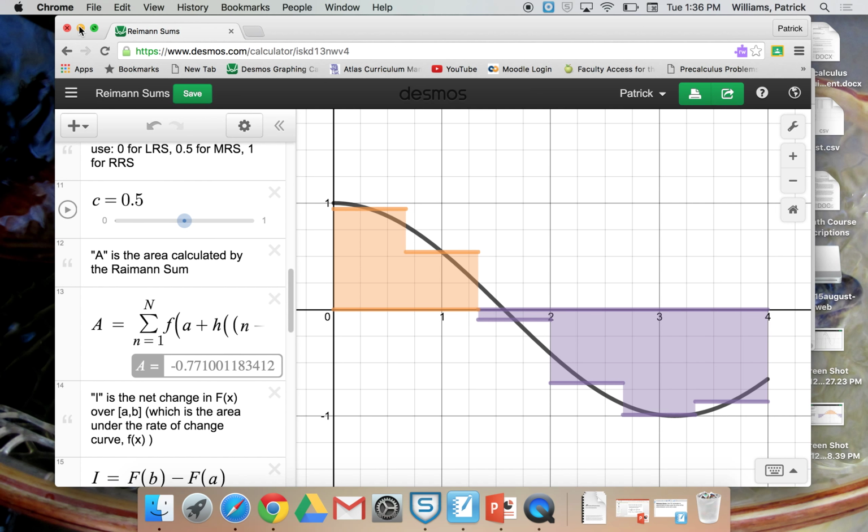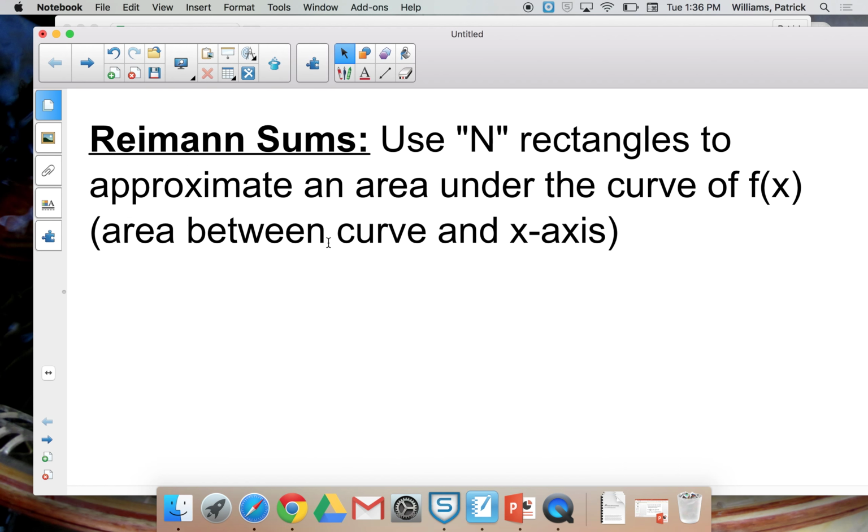So if we come over here and look at our Riemann sums, again, what a Riemann sum is used for is we come up with this number n, which we call subintervals or partitions. We have n rectangles to approximate an area under the curve of f of x, which again represents the area between that particular curve and the x-axis. Remember that that area, if it exists above the x-axis, is positive. If it's below the x-axis, it's negative.